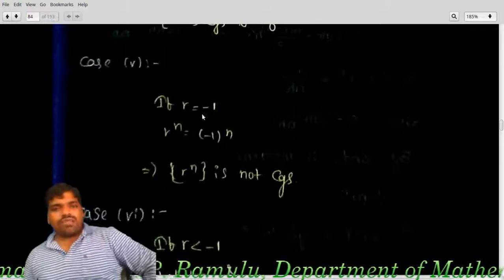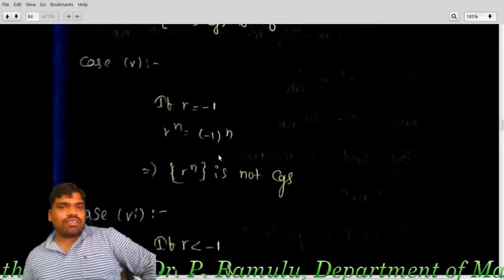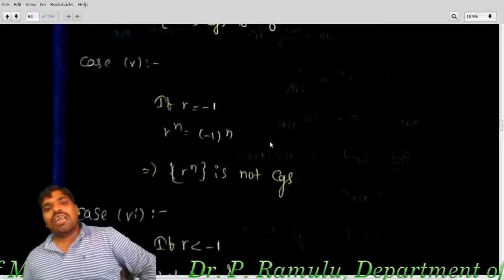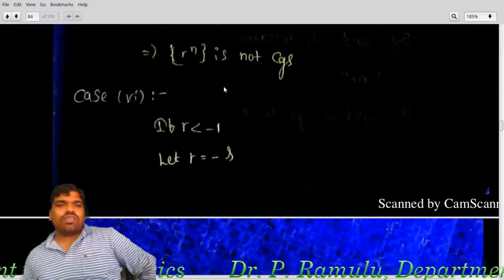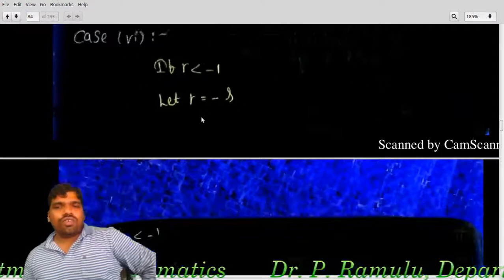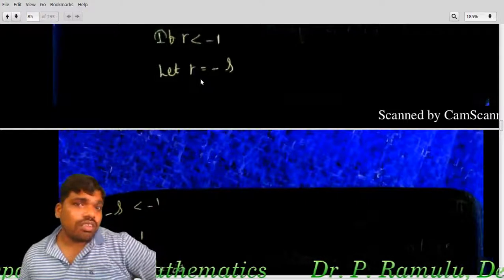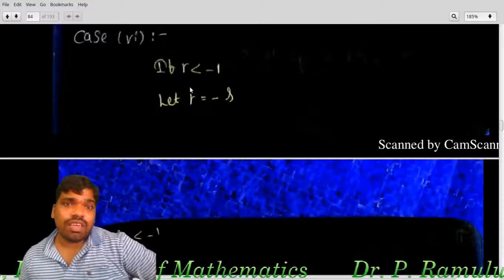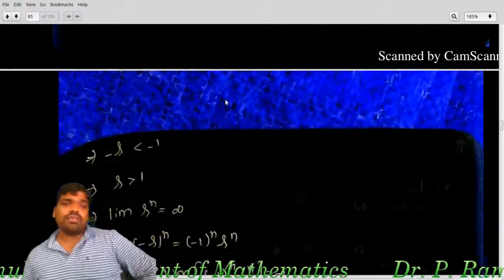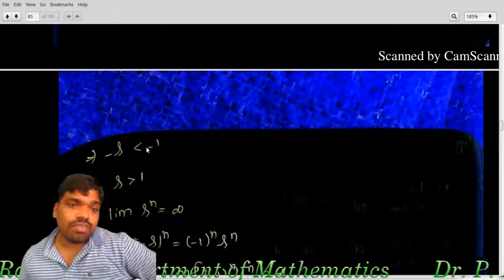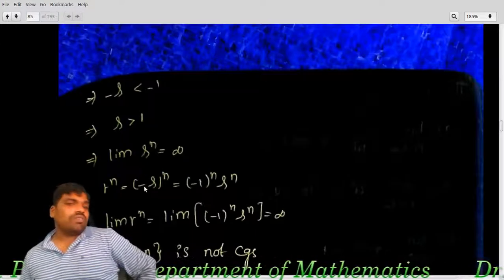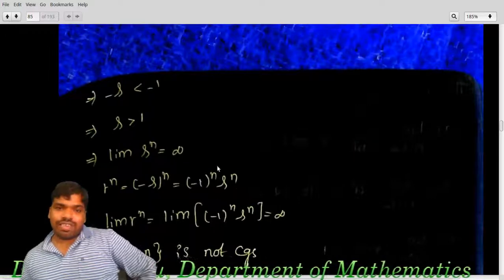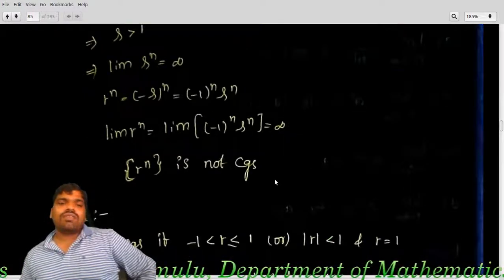If r = -1, r^n = (-1)^n. Already we know that this does not converge. Case 5. If r = -1, that is r = -s, I am taking s > 1. Already we know that lim s^n = infinity. r^n = (-1)^n s^n, where this is infinite and this is bounded, so that also does not converge.